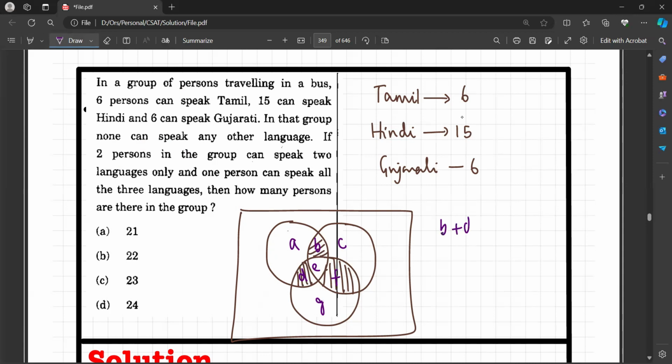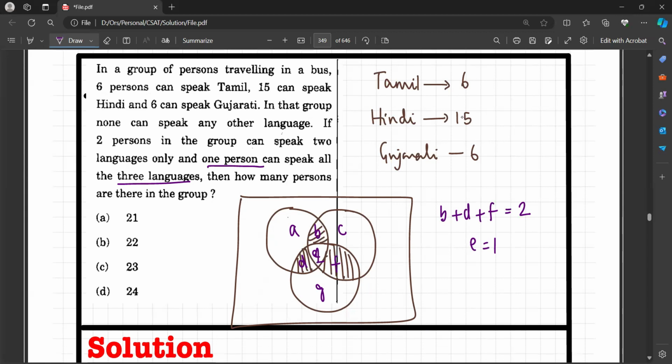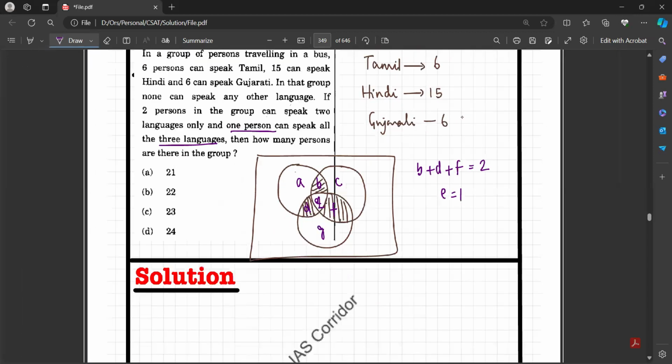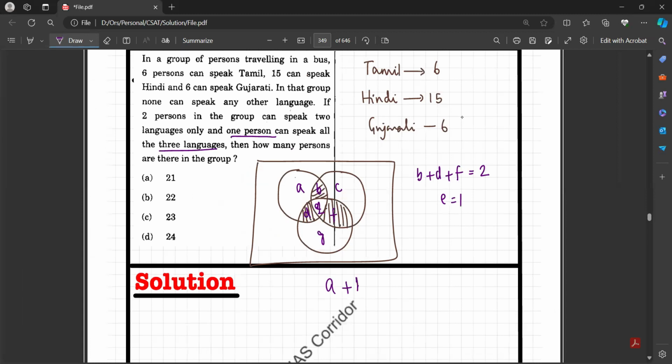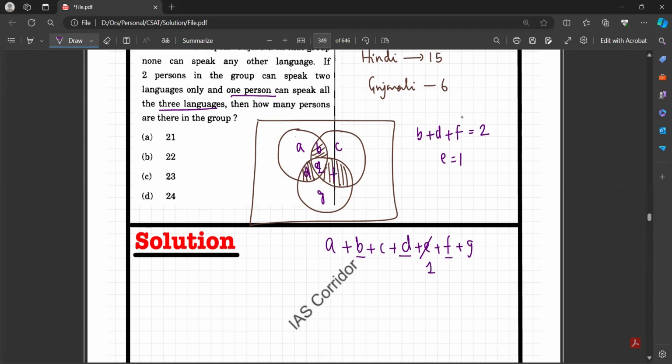So can I say B plus D plus F will be equal to 2? Only one person can speak all the 3 languages. So E will be 1. It has asked you how many persons are there in the group. How many persons are there will be A plus B plus C plus D plus E plus F plus G. E is 1. B plus D plus F will be 2. So we have to find A plus C plus G plus 3 value. How to find A plus C plus G value? A plus C plus G value can be obtained from the given data.